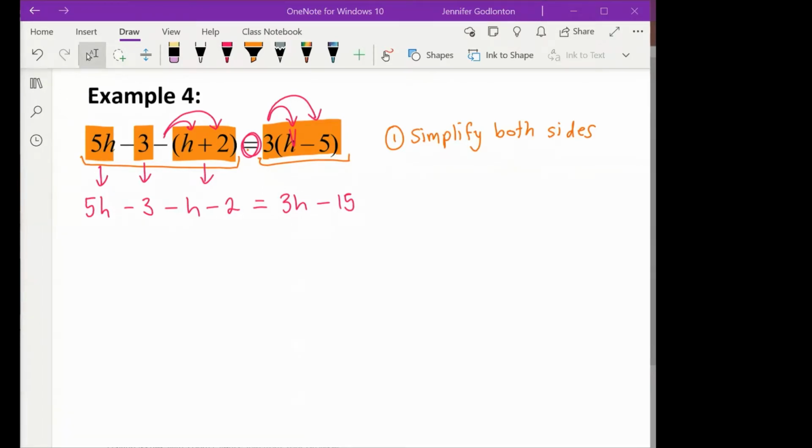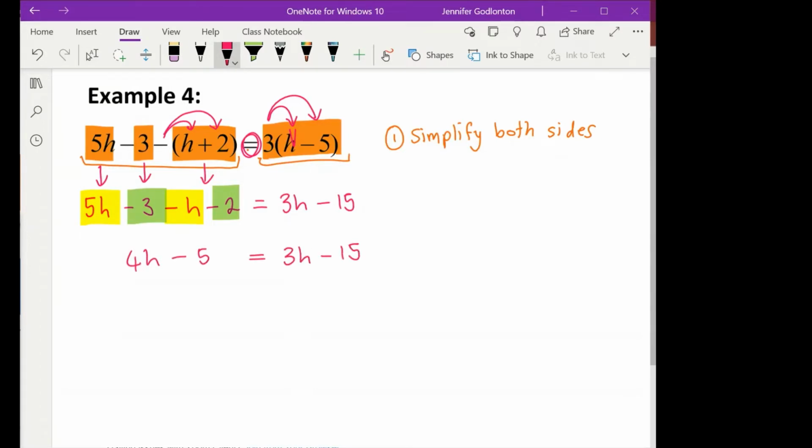So what I like to do at this point is simplify as much as I can before I move on. I would link these like terms, and I would link these like terms before I did anything else, just because then there's less numbers floating around, so I'm less likely to make a mistake. But you don't have to do it this way. So 5h minus h would give me 4h, and -3 minus 2 gives me -5. And then on the right-hand side, I've got 3h minus 15.